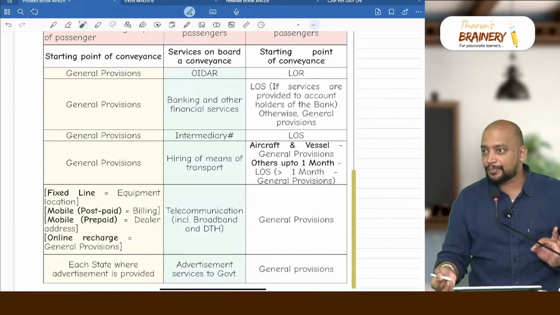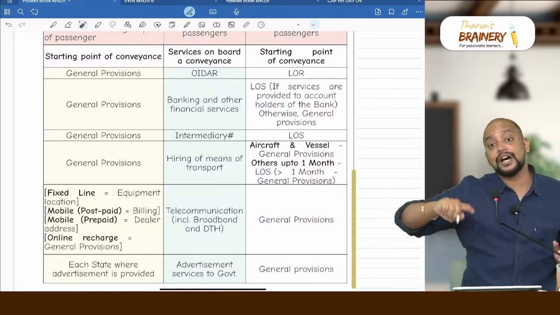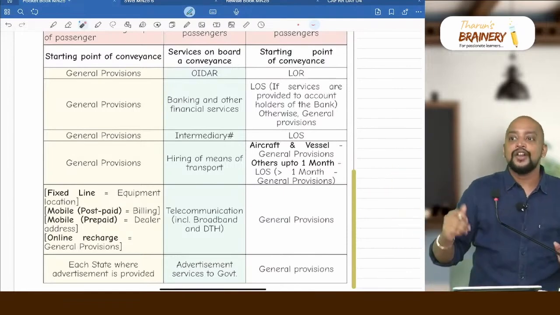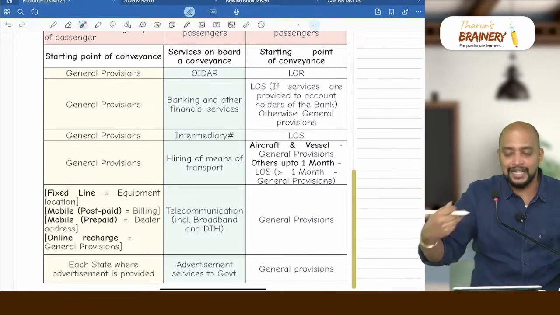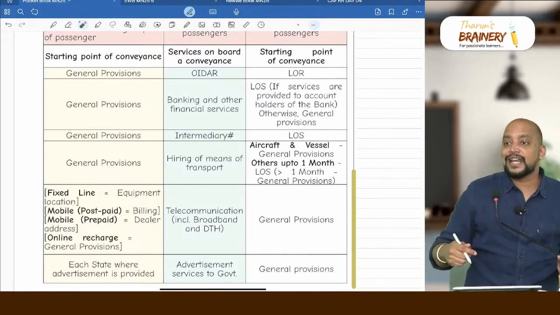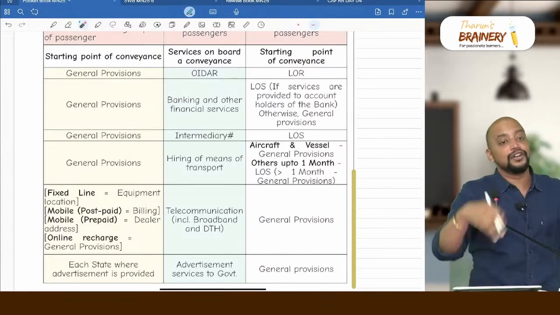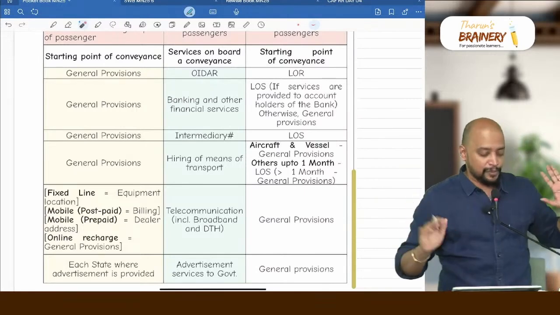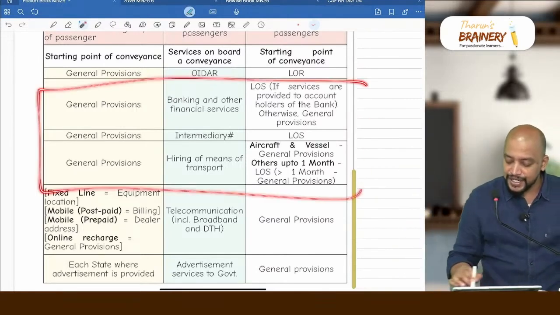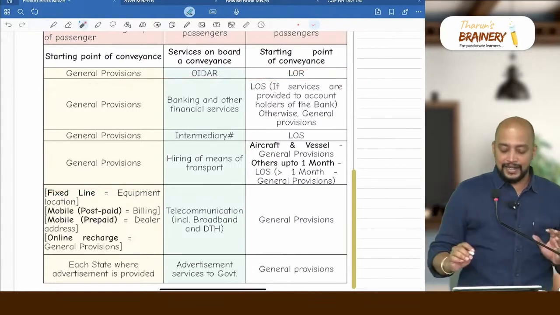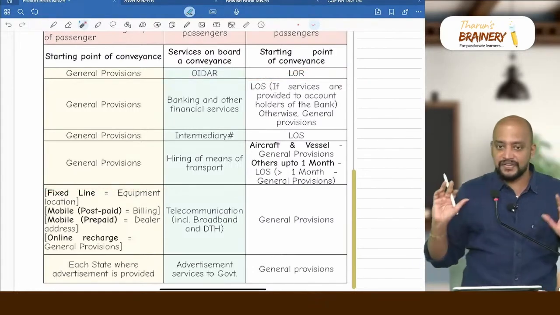What if it is banking service to other than account holders? General provision. What if it is hiring of aircraft or vessel? General provision. What if it is hiring of other than aircraft or vessel beyond 1 month? General provision. So in 12 we don't have any specific provision, so general provisions. So these 3 also easily you can remember, got it? And next the remaining cases we will see, got it?